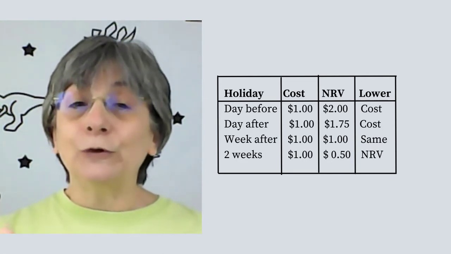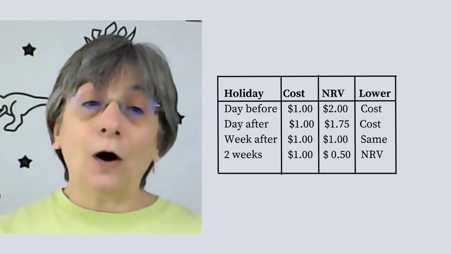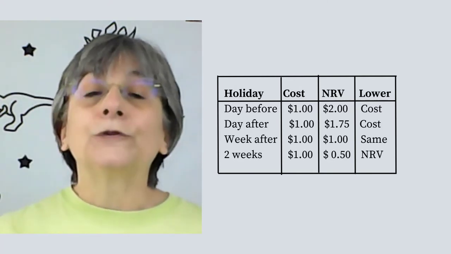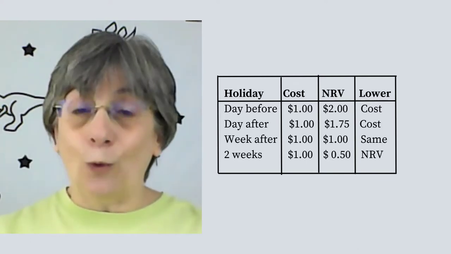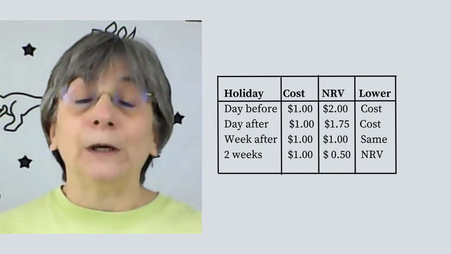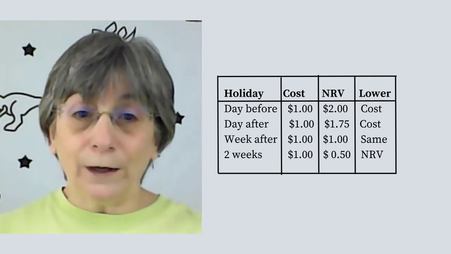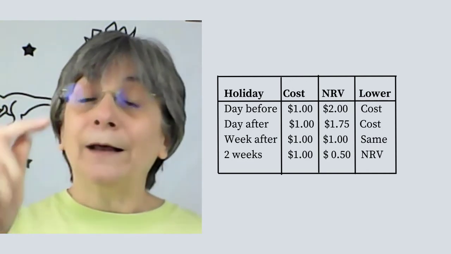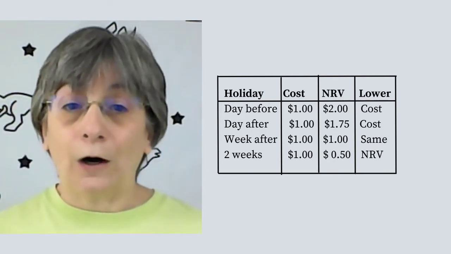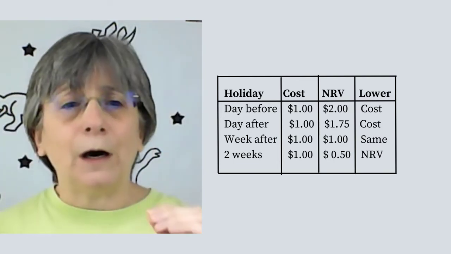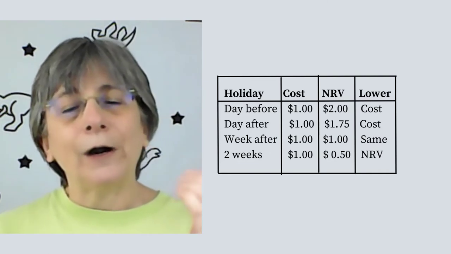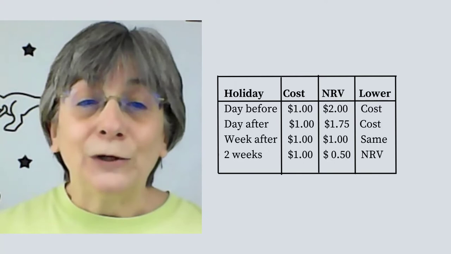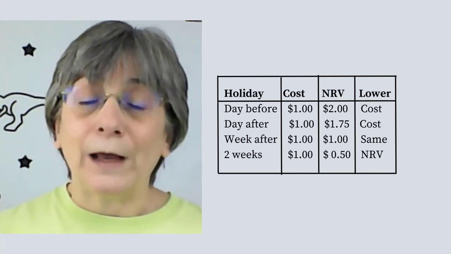Well, for those 2 periods of time, our cost is less than our net realizable value, so the lower of cost or NRV is going to be cost. It is $1 for cost, $2 or $1.75 for net realizable value. The lower amount is our cost. Now, a week after the holiday, our cost and our net realizable value are the same. It doesn't matter whether we use cost or net realizable value, they are the same number.